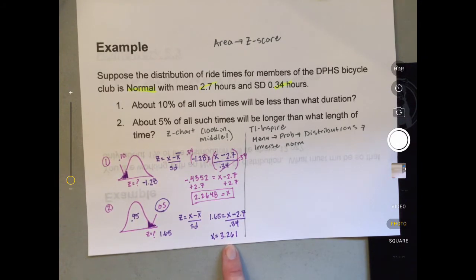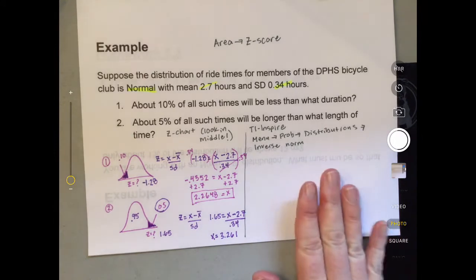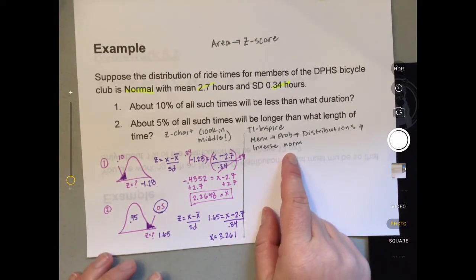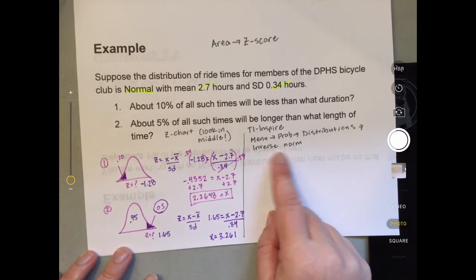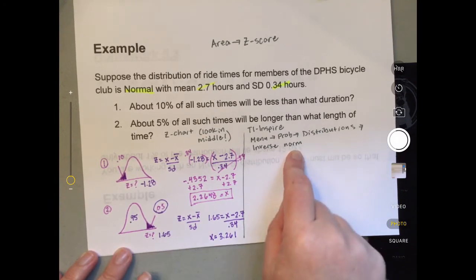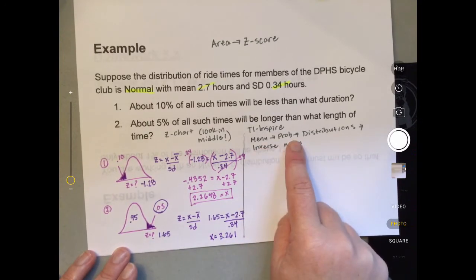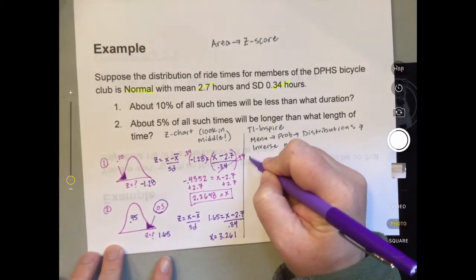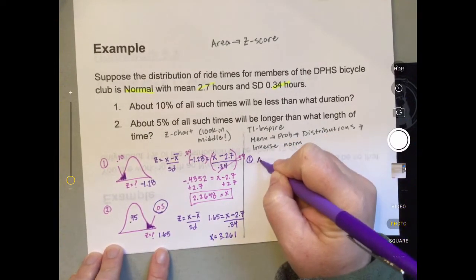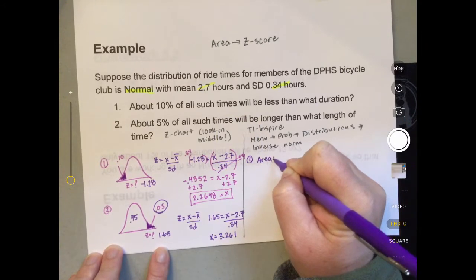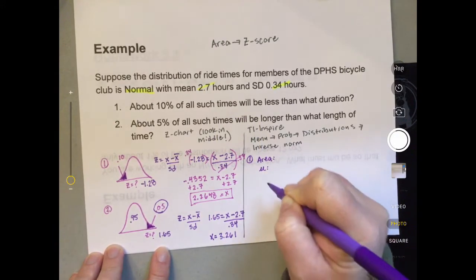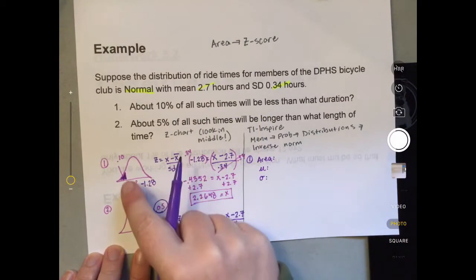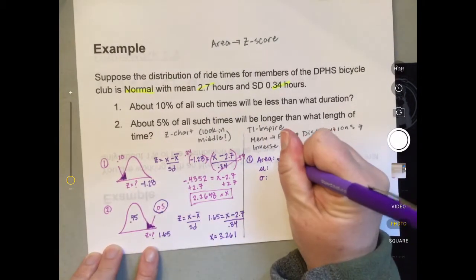So now we know that 5% of the ride durations will be longer than 3.261 hours. You can also do this by doing inverse norm on your calculator. So instead of normal CDF, we're using inverse norm now. The way you would get there is menu, probability, distributions, inverse norm. Once you type in that command, it's going to be asking you for 3 things. What is the area? What is mu? And what is sigma? So let's go back to number 1. We know that the area to the left was 0.10.